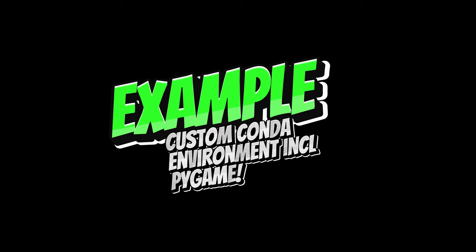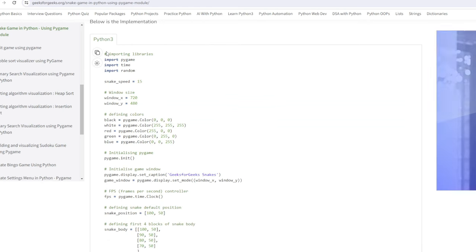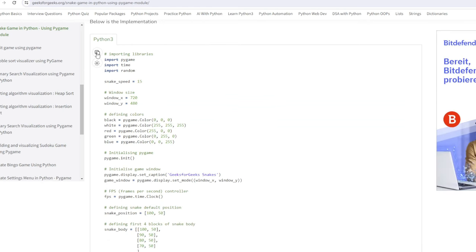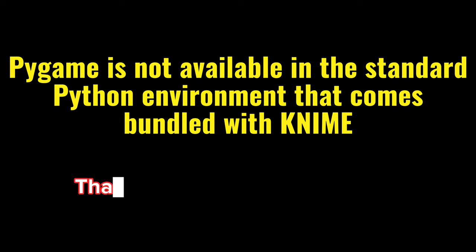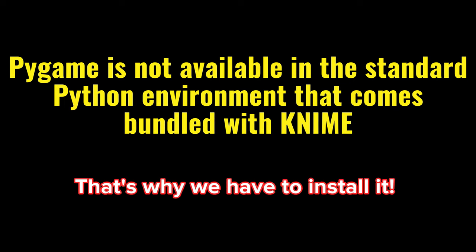In order to showcase how you can create your own Conda environment, including additional packages, we will make the classical game of snake work in KNIME. So for this, I browsed the web and found a nice Python implementation that uses the package pygame. So pygame natively is not available in the bundled Conda environment that KNIME uses, so we will have to install it.